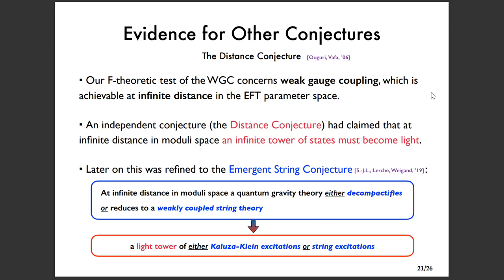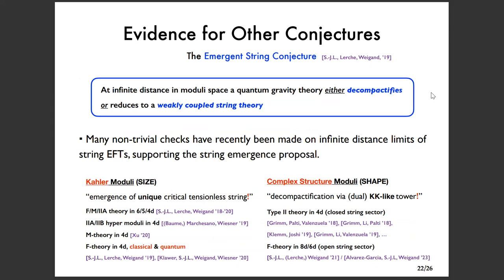So a lot of non-trivial checks have recently been made on infinite distance limits of string effective field theories, and they all support this refined proposal on string emergence, as it turns out. And what we've witnessed in this talk is the string emergence in some special infinite distance limits of F theory, which amount to the physics of weak gauge coupling. However, strong pieces of evidence arise in many other different non-trivial string setups. So this conjecture has so far been pretty strongly supported.